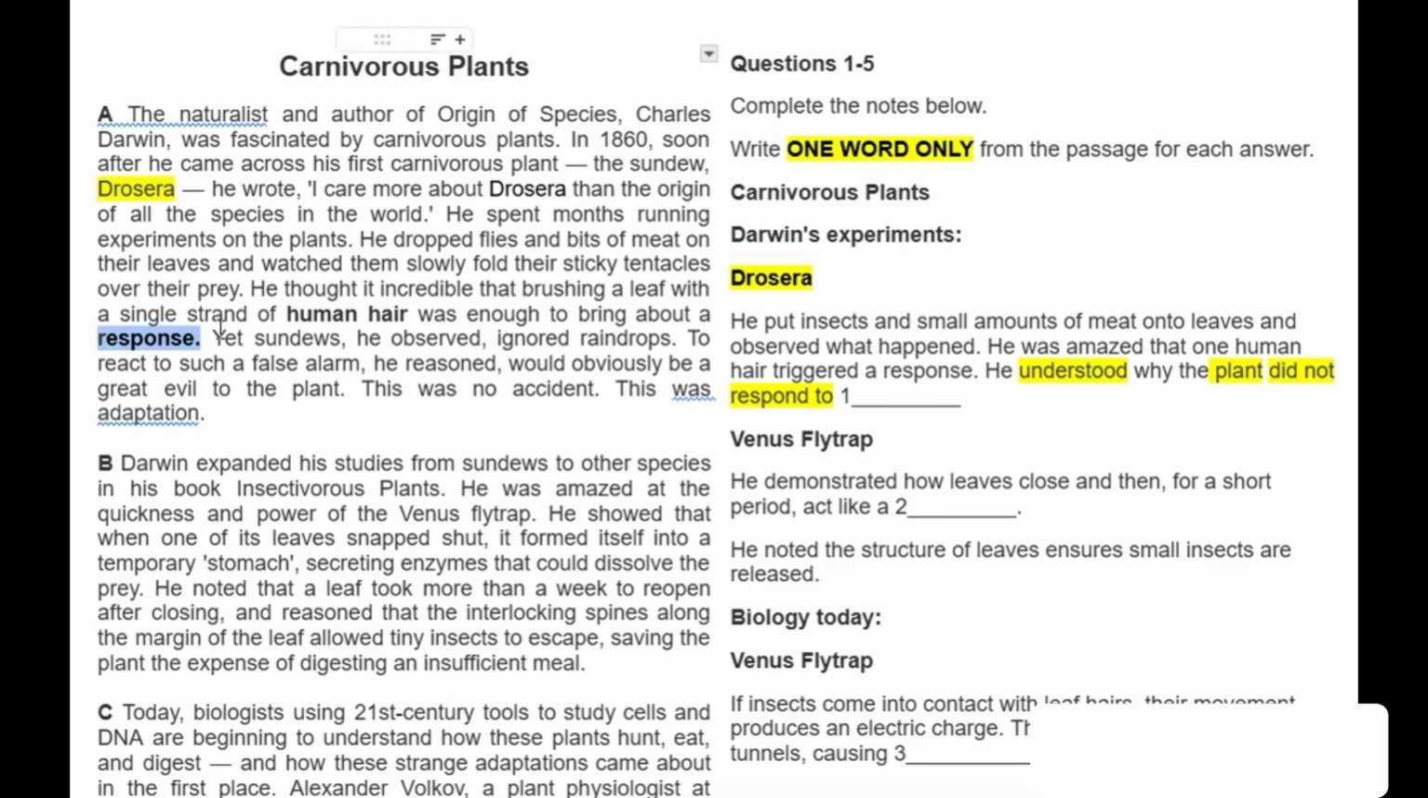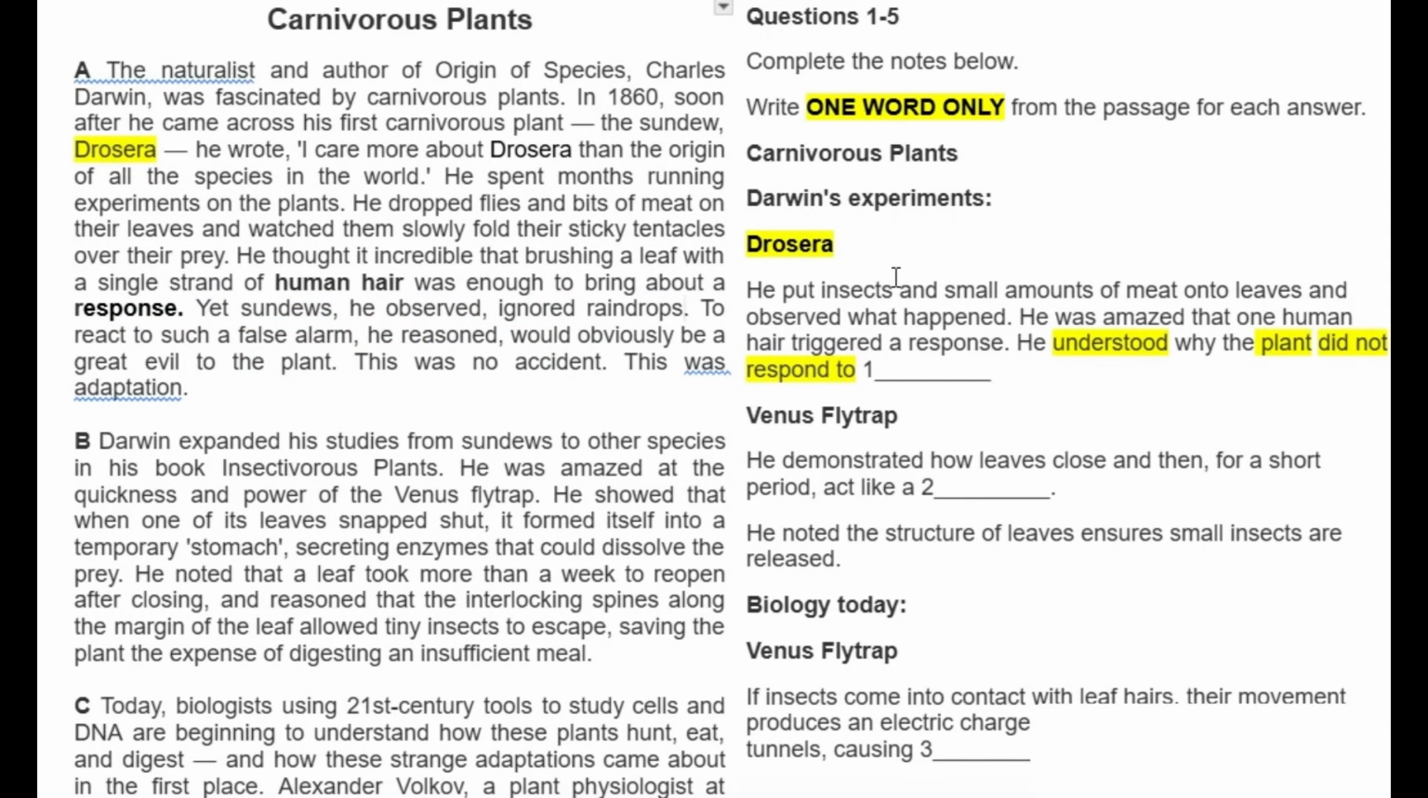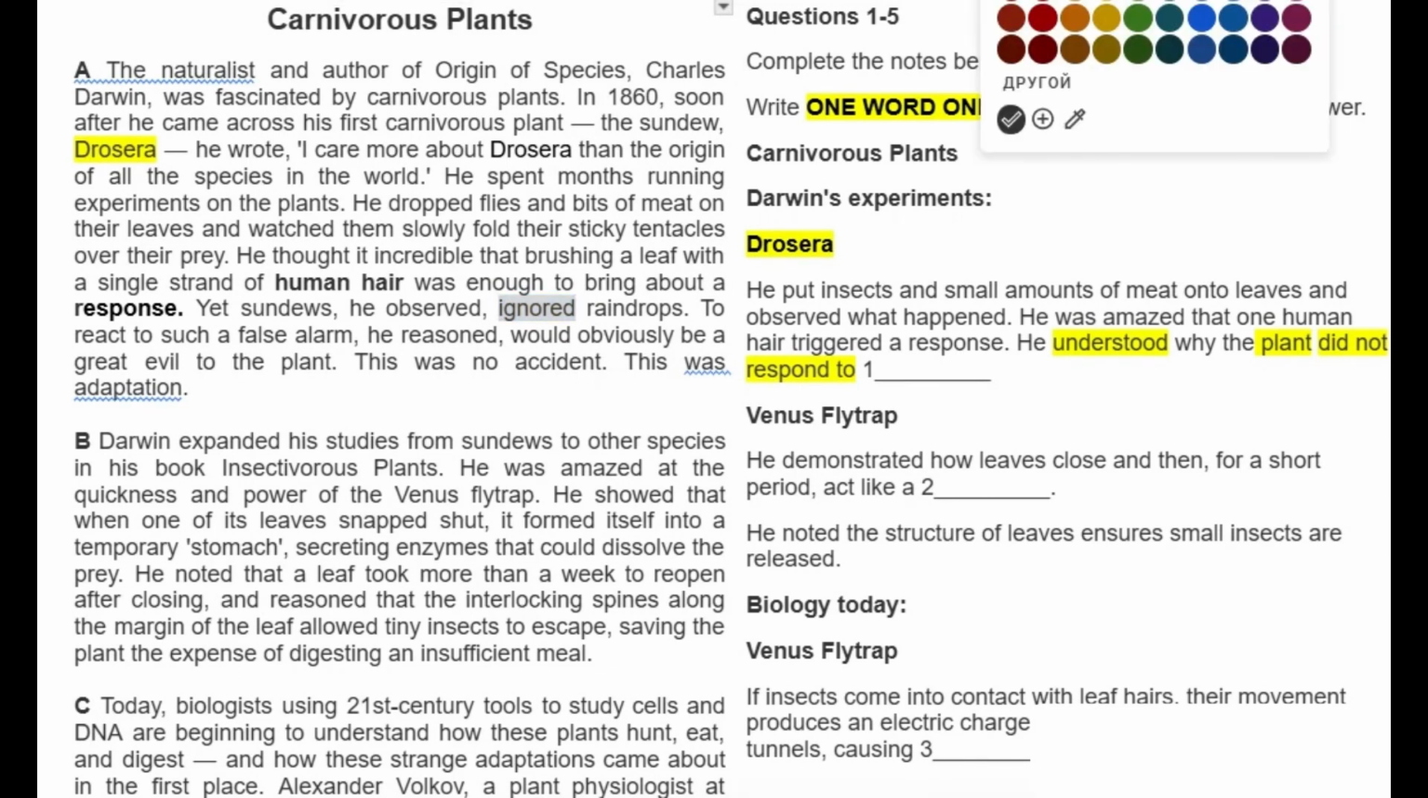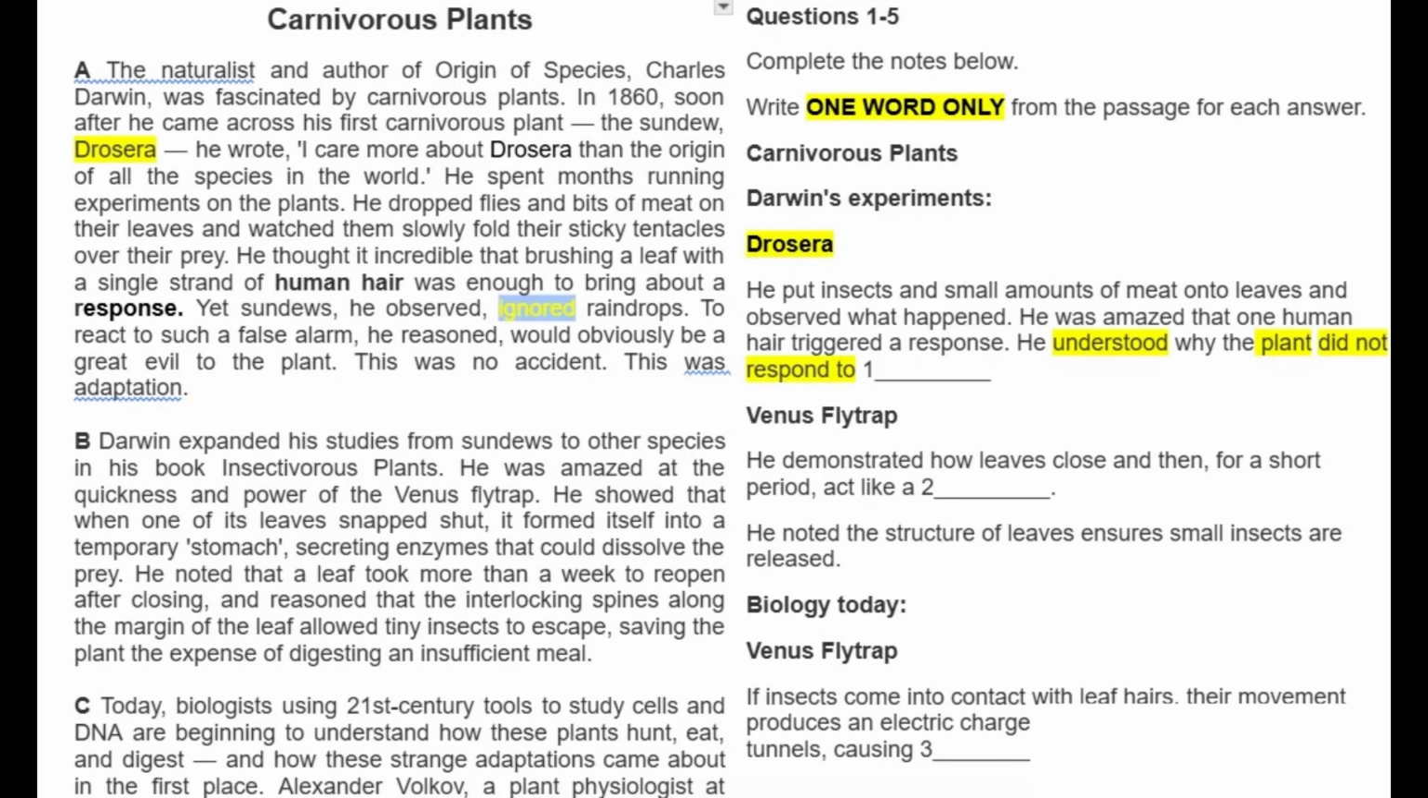So the text says, yet sundews, he observed, ignored raindrops. The question says didn't respond, and it means ignored. They have the same meaning, so we also pay attention to paraphrasing. It's really important to know about it. Observed, and sundew means a plant. So the answer will be raindrops. Didn't respond to what? To raindrops.